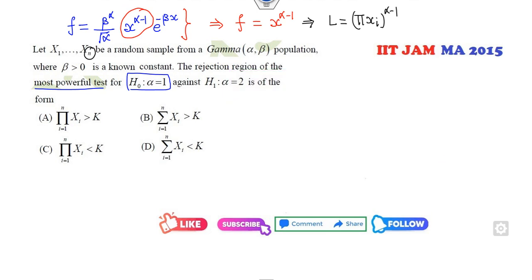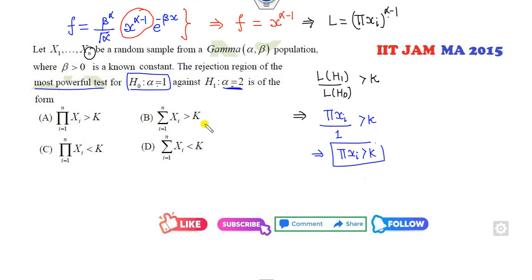Now how can you define the likelihood ratio? H1 divided by H0 is greater than K. So I can substitute the values. For H1, alpha is equal to 2, so I substitute here the product of xi, divided by H0 where alpha is 1, so 1 minus 1 is 0. So what is the right answer? The product of xi is greater than K is the right answer of this problem.